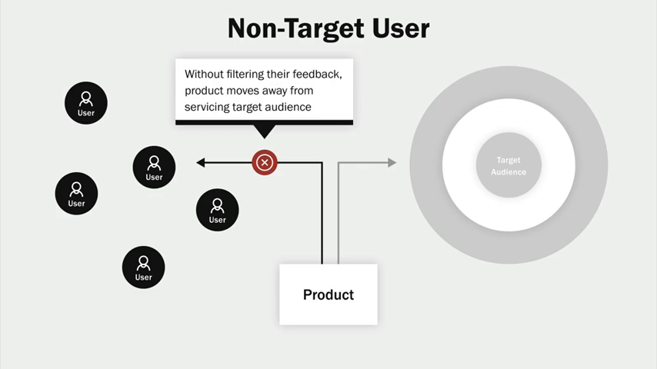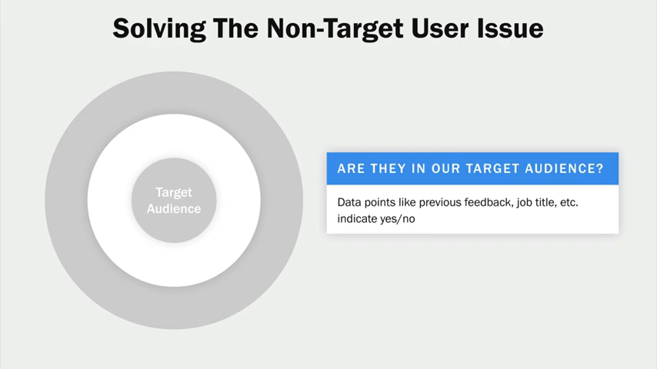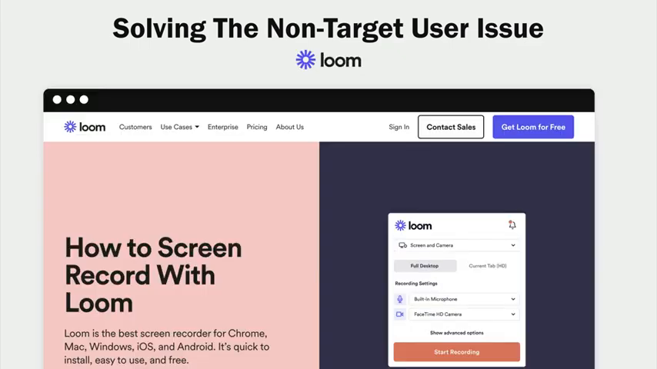If you don't filter out feedback from these users, you end up building your product away from your true target audience. To solve for this, read the feedback river to get a sense of the last 20 to 30 people who asked for the feature. Using identifying data points like previous feedback, job title, etc., ascertain whether they are in your target audience.